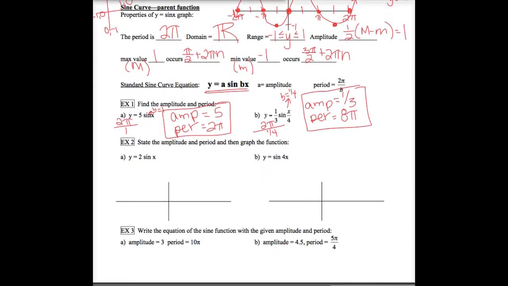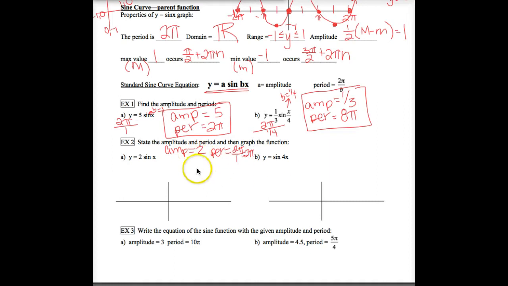Now we're going to actually start doing some graphing. So we've got two graphing examples here. We start the graphing examples the exact same way we start example 1. We identify the amplitude and the period because we need those in order to graph it. So here, amplitude is 2. The period is 2 pi divided by 1, so 2 pi.